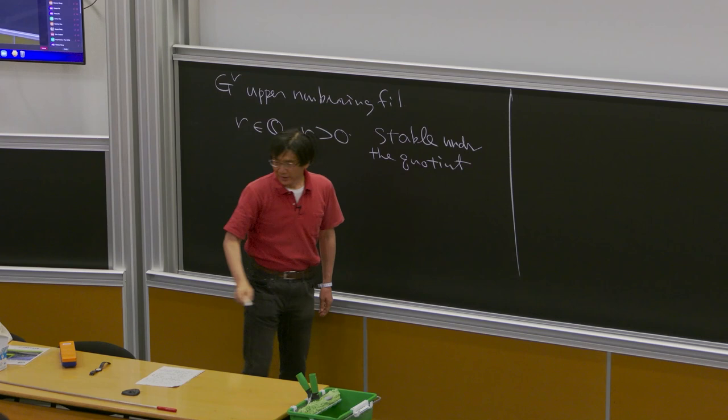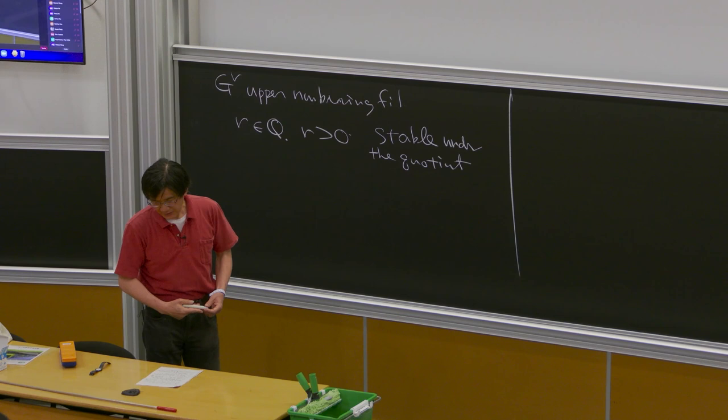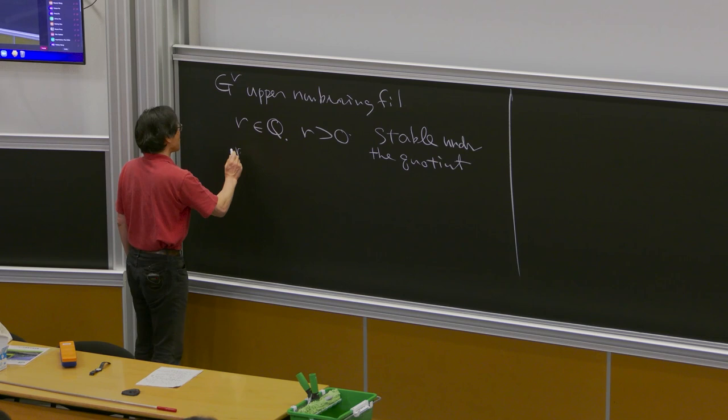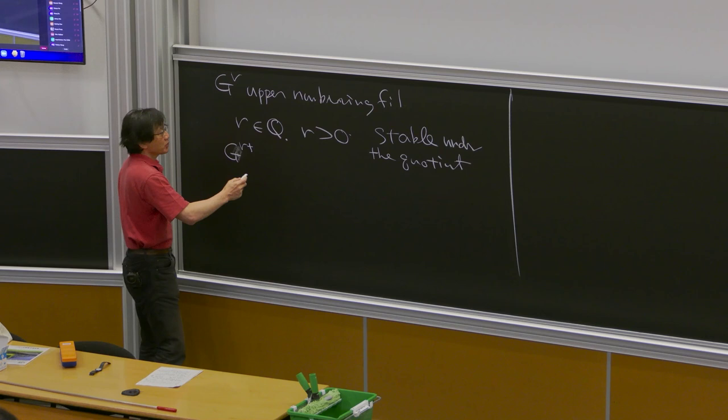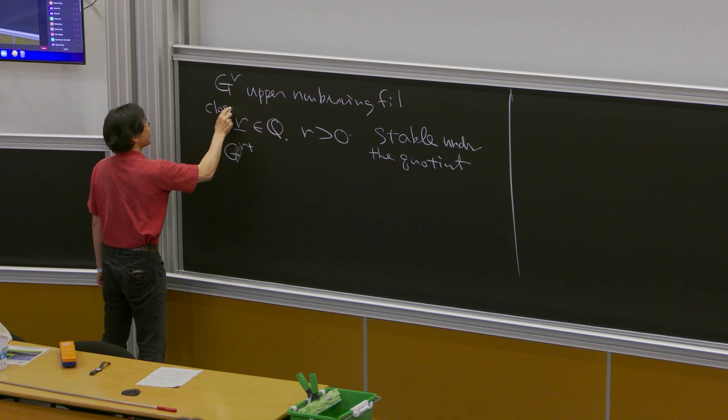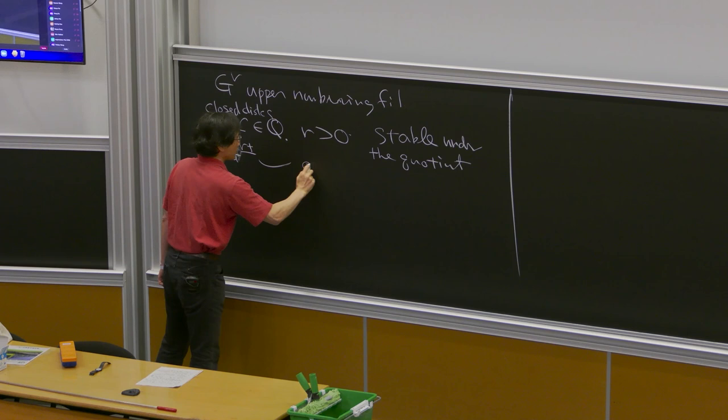Usually we consider r to be a rational number, but we can also consider G^{r+}. I will give some description in terms of rigid geometry. These correspond to closed disks, and this r+ will correspond to open disks.